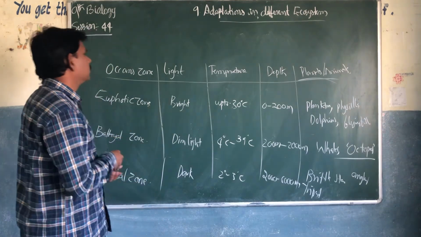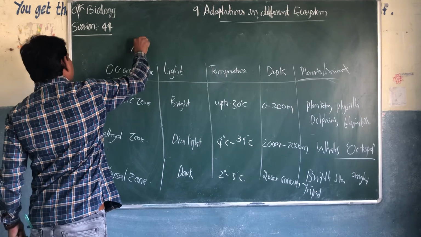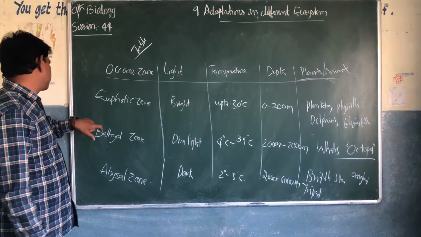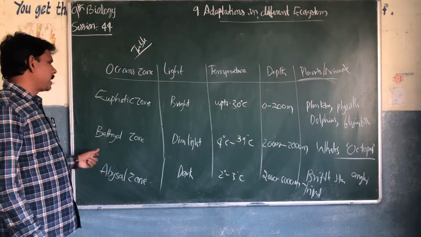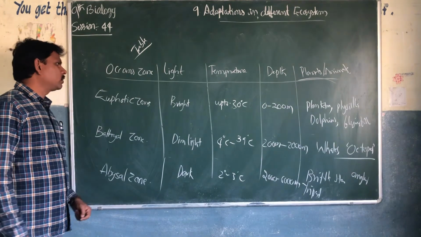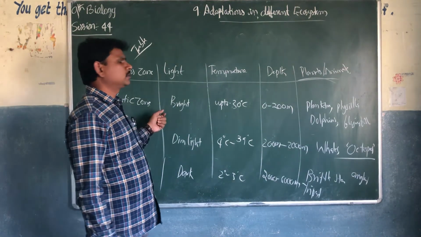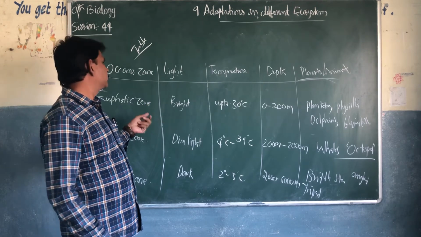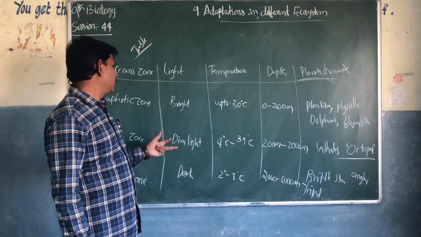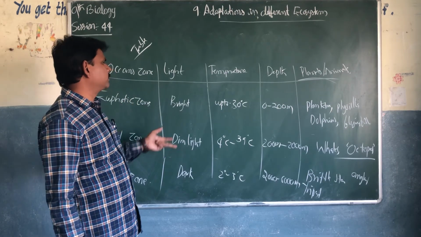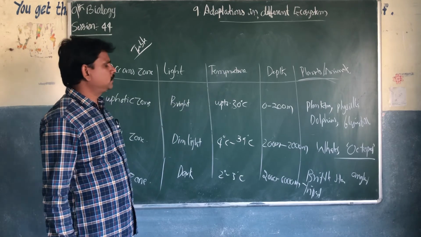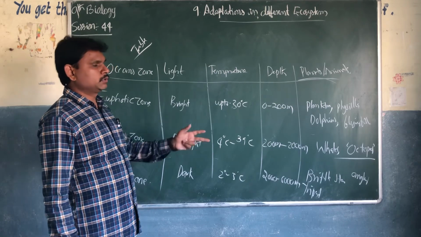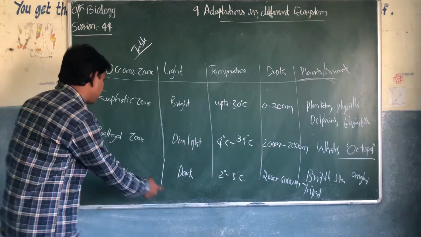This table is very important. You observed three ocean zones: the euphotic zone, the bathyl zone, and the abyssal zone. The light is very bright and there is photosynthetic activity. Photosynthesis will take place in this zone. Here also photosynthesis will take place because the temperature is 30 degrees, 4 to 39 degrees. Depth is 200 meters, 200 to 2000, and 2000 to 6000 meters, which is a very dark zone.